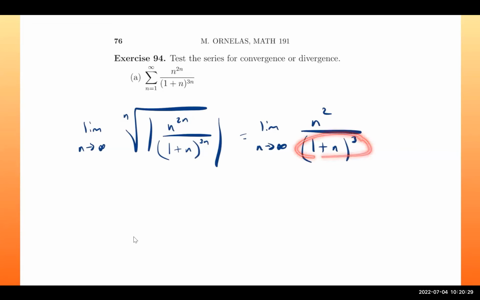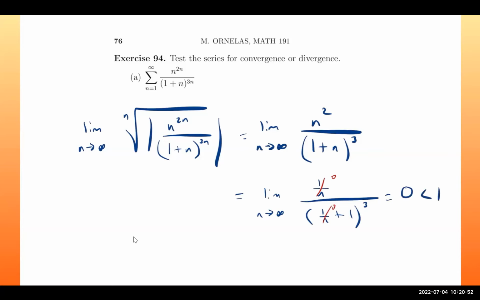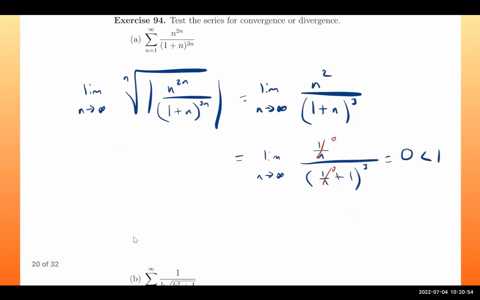The greatest power in the denominator would be n cubed, so we need to divide by n cubed. So this limit becomes 1 over n over (1 over n plus 1) cubed. These go to 0, and so overall the entire limit is 0, which is less than 1, which makes it convergent by the root test.